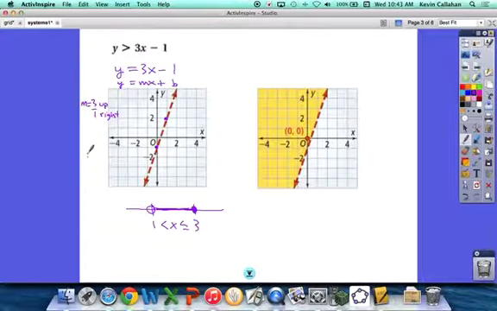Okay. Now next, after you know where the boundary is, you need to know where the shading goes. When it's solved for y, like yours up here is solved for y, then if it says greater than, you shade on top of the line. If it says less than or equal to, you shade below the line. So in this case, here's the line. I think you can see that. So above the line is what's shaded.